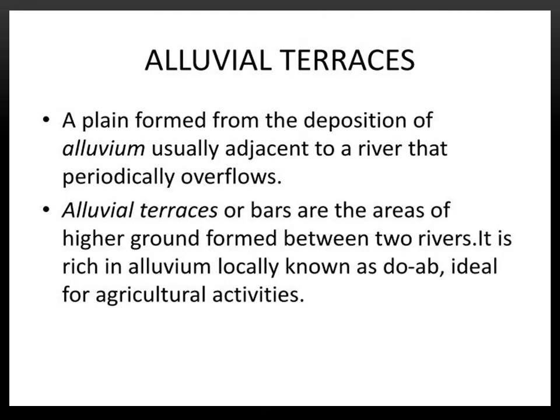Next one is alluvial terraces. A plain formed from the deposition of alluvium usually adjacent to a river that periodically overflows. Alluvial terraces or bars are the areas of higher ground formed between two rivers. It is rich in alluvium, a special fertile soil, locally known as doab. Do and ab: do means two, ab means water. So the doab is actually the area between two rivers. So on the doab there are always alluvial terraces. This is ideal for agriculture activities.